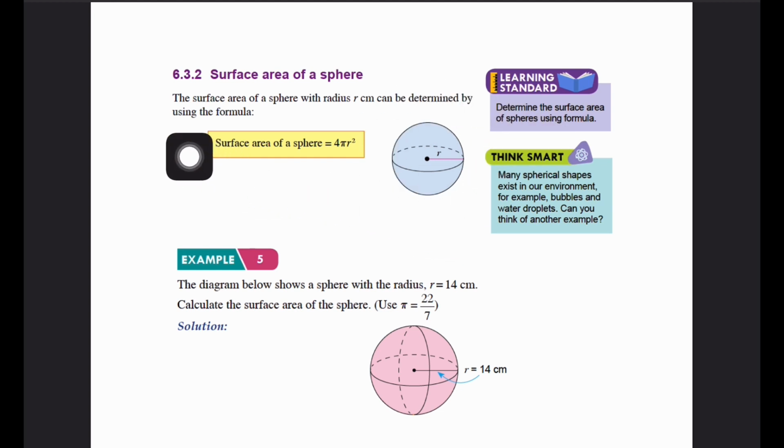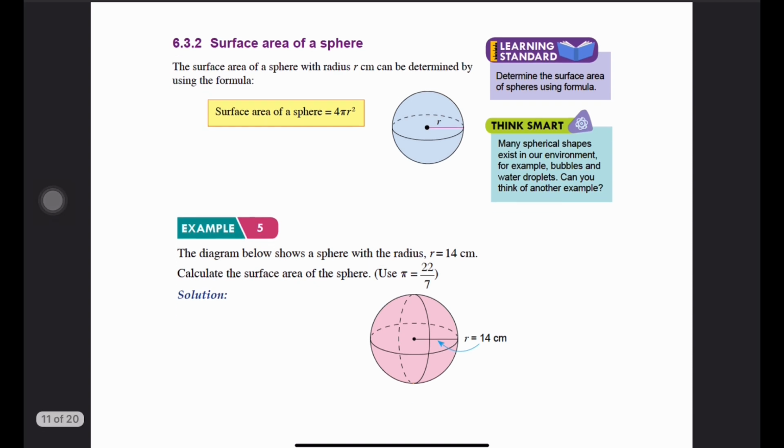Okay, the surface area of a sphere with radius r centimeter can be determined by using the formula. Okay, surface area of a sphere is 4 pi r square. Okay, awak boleh hafal saja rumus ini. Okay, if you want to know more how this formula is derived, you can go to any videos. There are many explanations about this in YouTube.